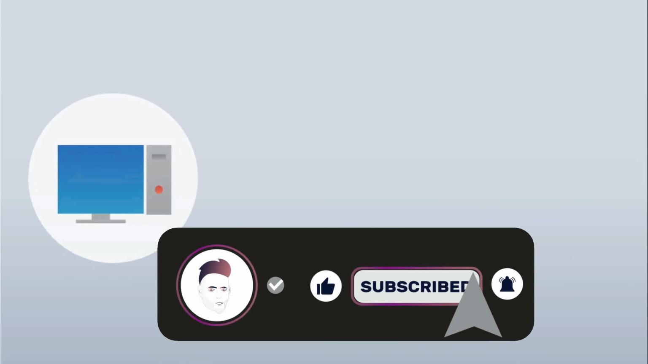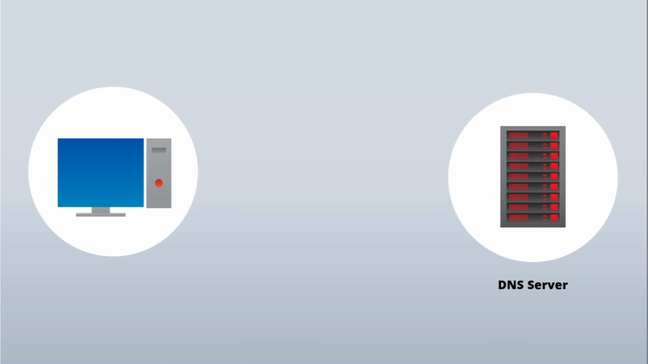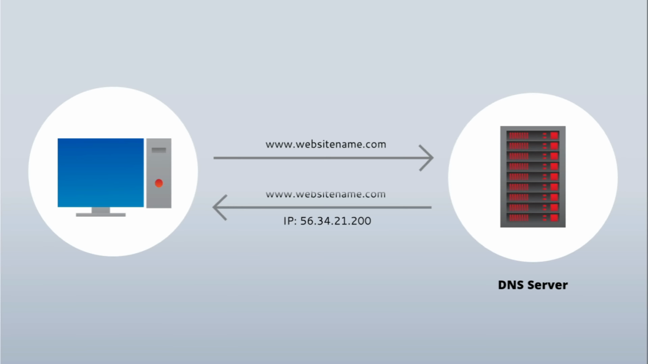So here let me show you how it's going to work with a DNS server. When you request any specific website, which is this www.websitename.com, from the DNS server, the DNS server is going to reply to you with a specific IP address that's already mapped. So this www.websitename.com is mapped to this IP, which is 56.34.21.200, and you're going to get this reply from the DNS server, and the DNS server uses UDP port 53.